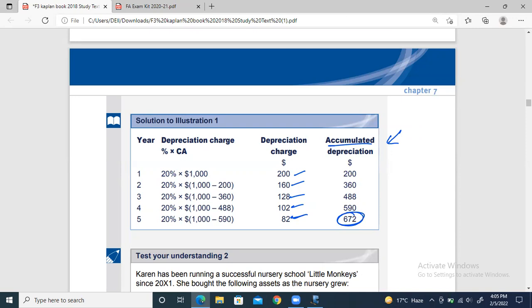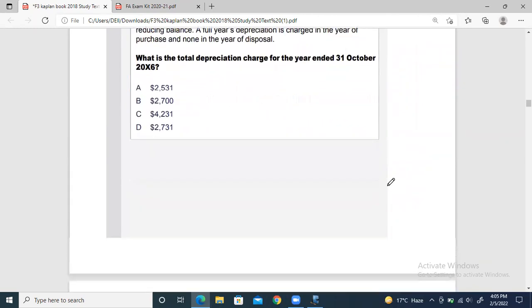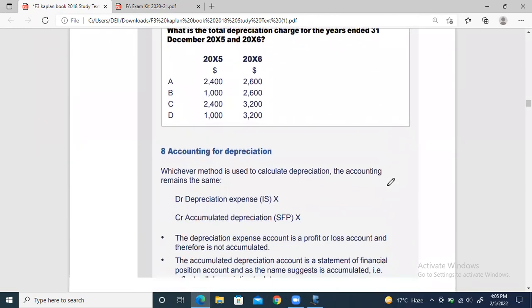Yes, exactly. We just have to add them because accumulated depreciation means the total depreciation that is charged till date on the asset. Okay. Right. Now let's see what we have next.